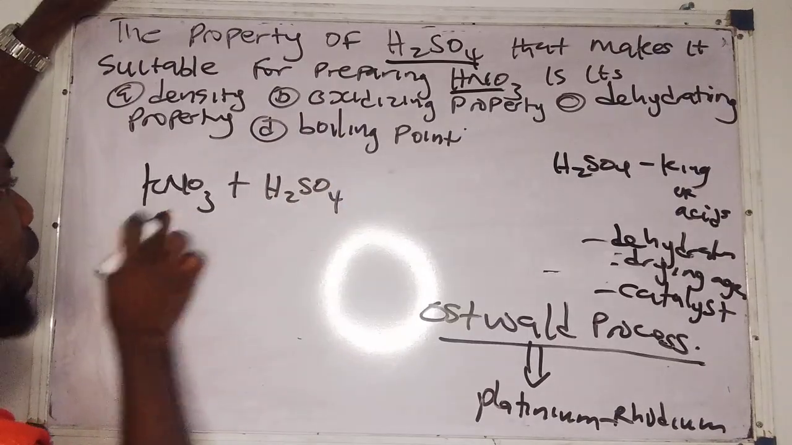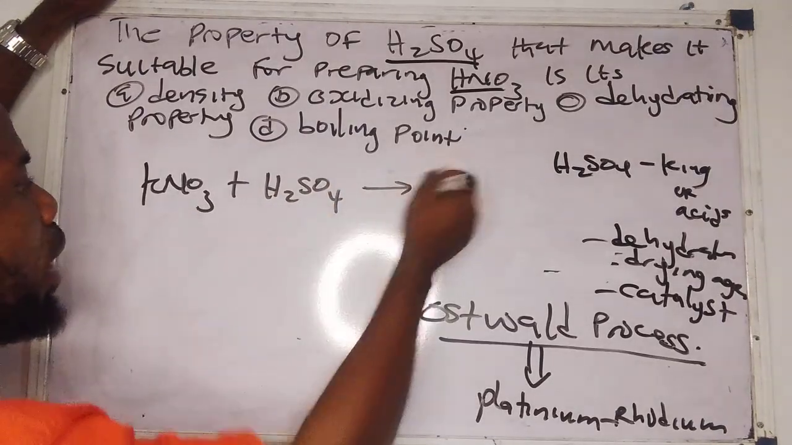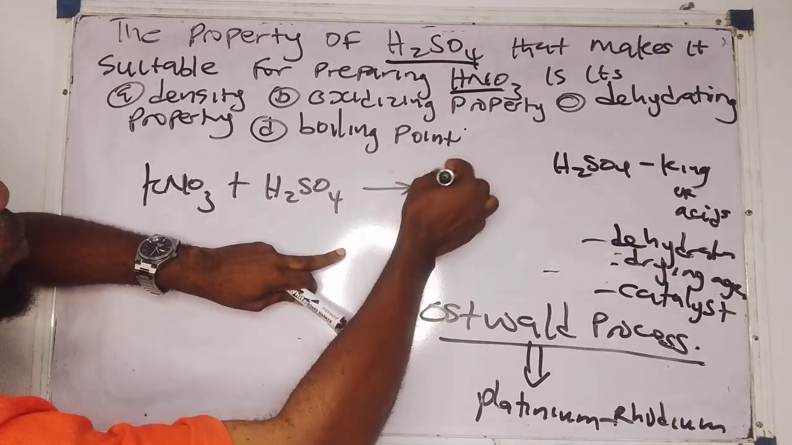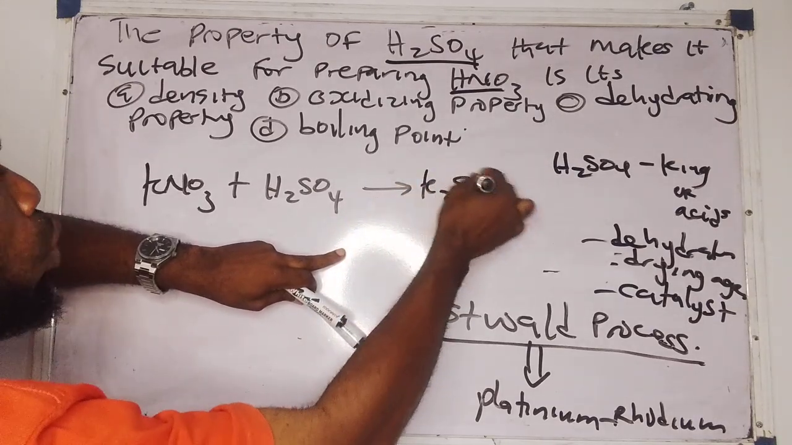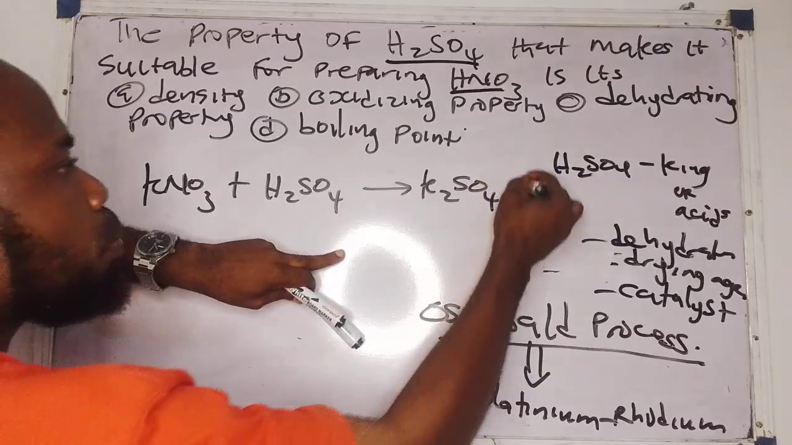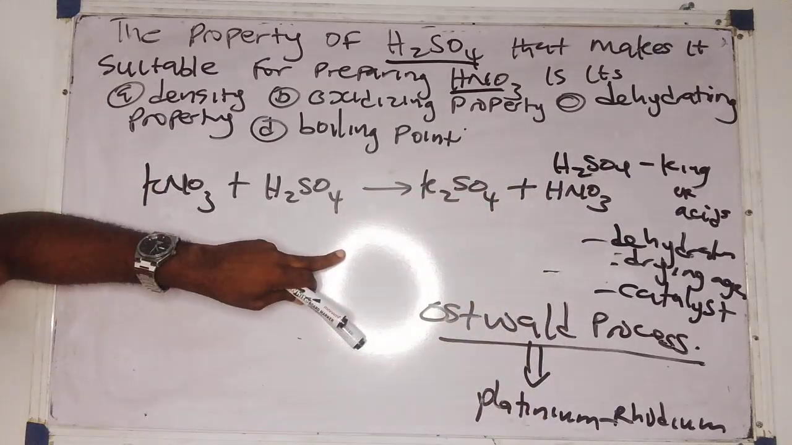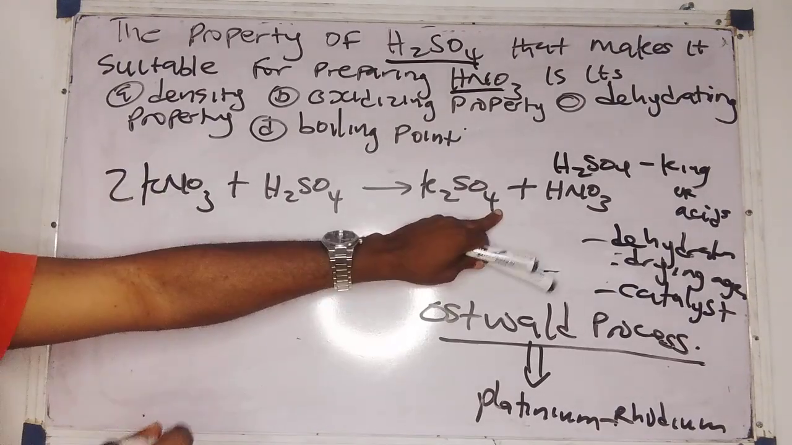They say a nitrate salt plus H2SO4 will give me what? It will not give me... K2SO4, you see, plus HNO3. Sure, you get this thing now.